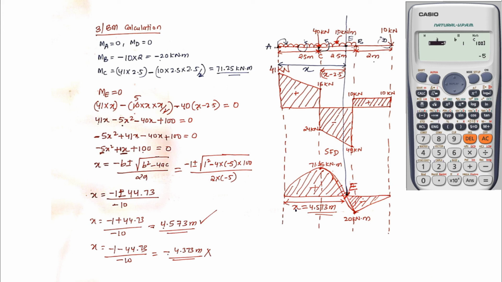And next, to go back, you press mode again and then 1 computer. So you go back to your original calculator form. So I hope this is clear.